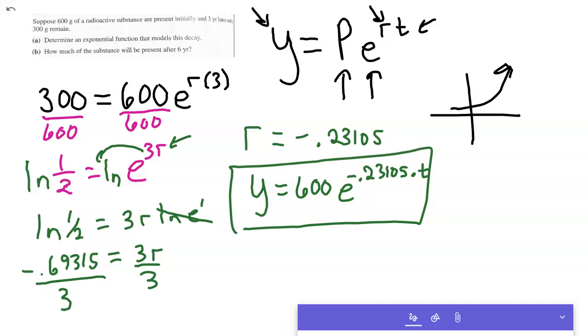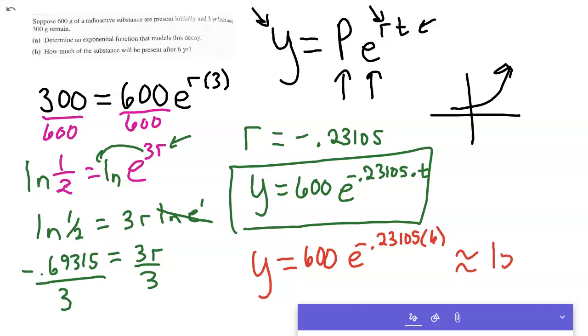So now when you do part B, you can just plug in that 6 years. So this would be y equals 600 e to the negative 0.23105 times 6. And you'll get approximately 150 grams, or whatever units we had started with. So after 6 years, we would have 150 grams.